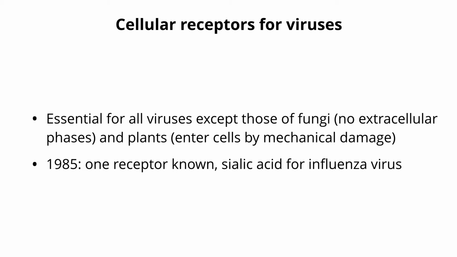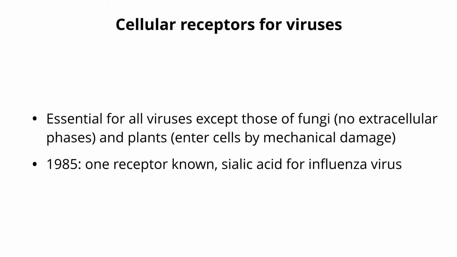There are no receptors. But for animal cells and bacterial cells, there are receptors for viruses. That's what we'll talk about today. This is a relatively new field. As recently as 1985, only one virus receptor was known, and that is sialic acid for influenza virus.